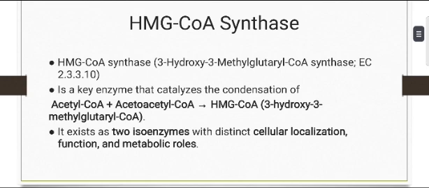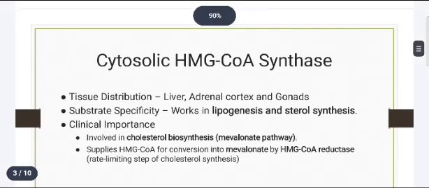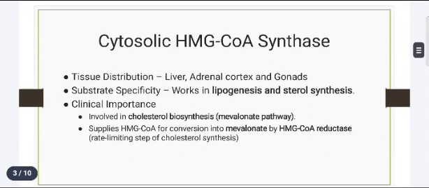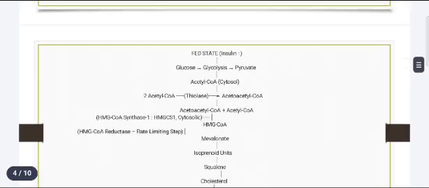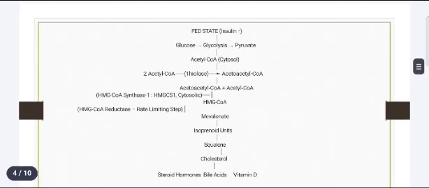So let us see about the two isoenzymes of HMG CoA synthase in detail. The first form is a cytosolic HMG CoA synthase. It is distributed in tissues such as liver, adrenal cortex and gonad. It works in lipogenesis and the sterol biosynthetic pathway. It is involved in cholesterol biosynthesis in the mevalonate pathway, and it supplies HMG CoA for conversion into mevalonate by HMG CoA reductase, which is the rate limiting step of cholesterol biosynthesis. So this is the role of the cytosolic form of HMG CoA synthase.